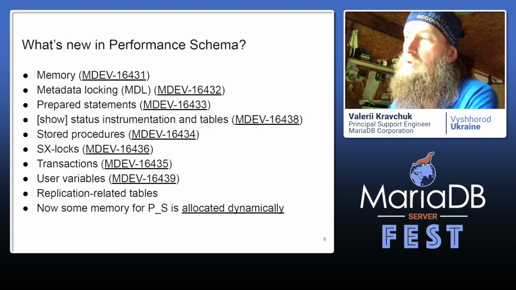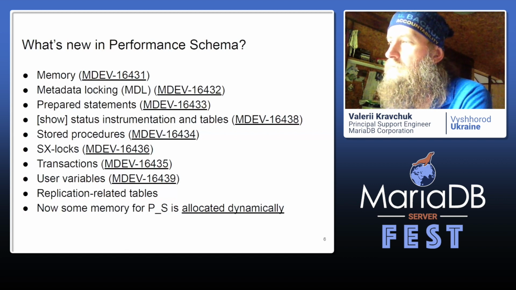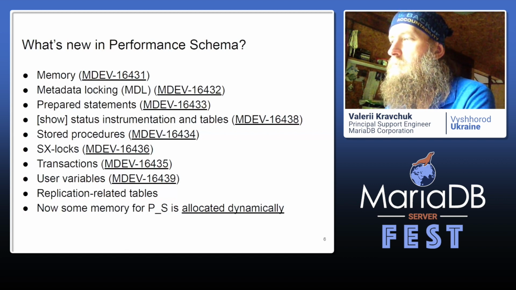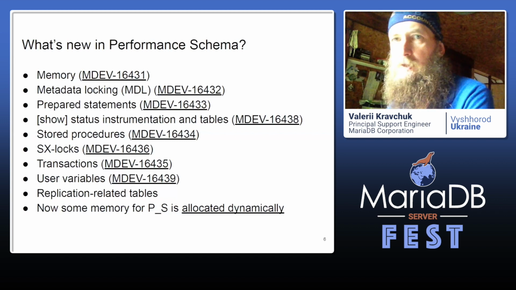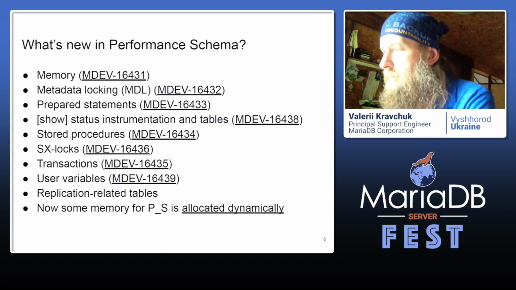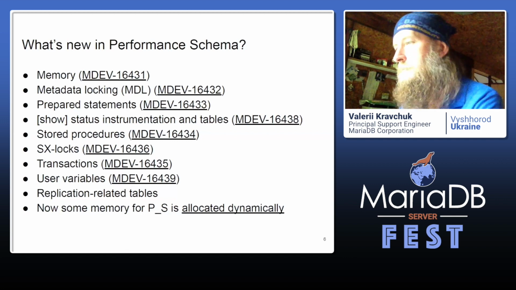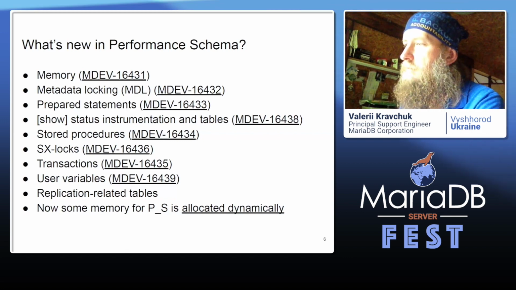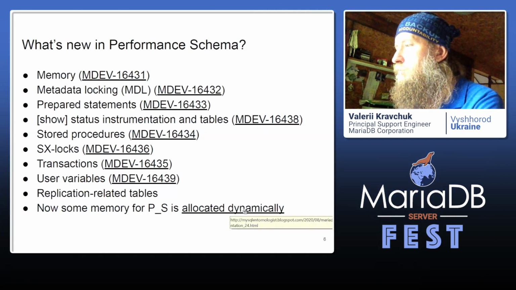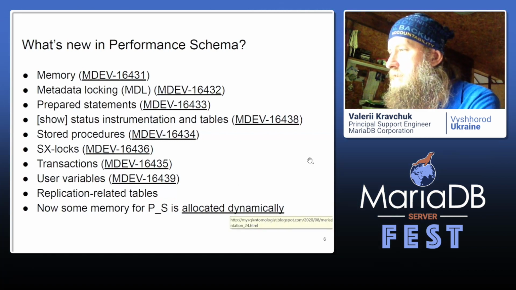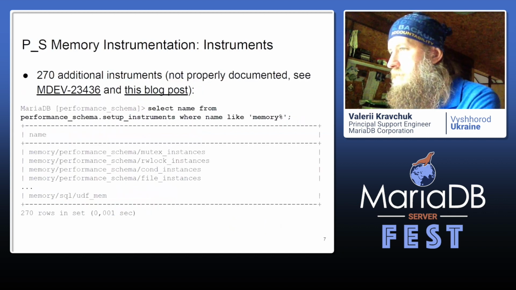It's no longer the case. In MariaDB 10.5, some memory for the performance schema instruments is allocated dynamically depending on the load, number of connections, number of tables opened, and things like that. So it's an important detail that I wanted to highlight. This highlight actually goes to one of my blog posts where I studied this and presented it.